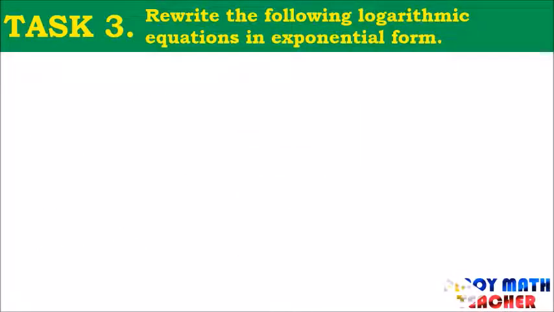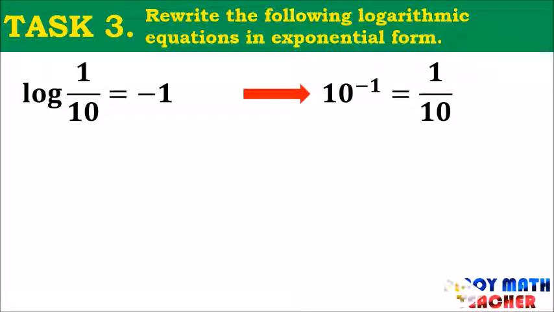Para sa task number 3, rewrite the following logarithmic equations in exponential form. Unang example natin, logarithm of 1/10 equals negative 1. So 10 ang base. Negative 1 naman ang kanyang magiging exponent at naka-equal ito sa 1/10. So parang ganito. So 10 raised to negative 1 equals 1/10. So next we have ln 1 equals 0.